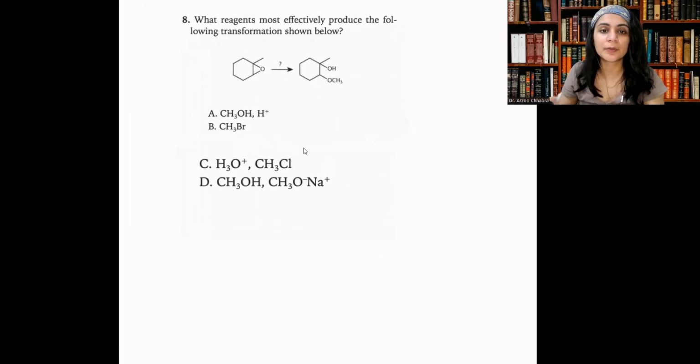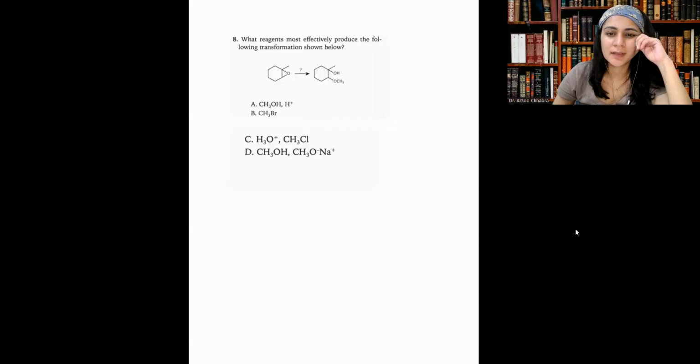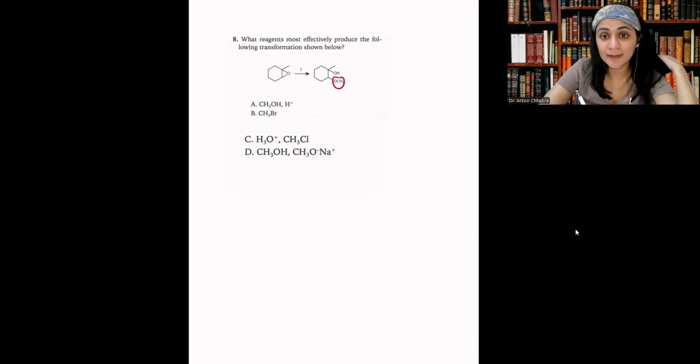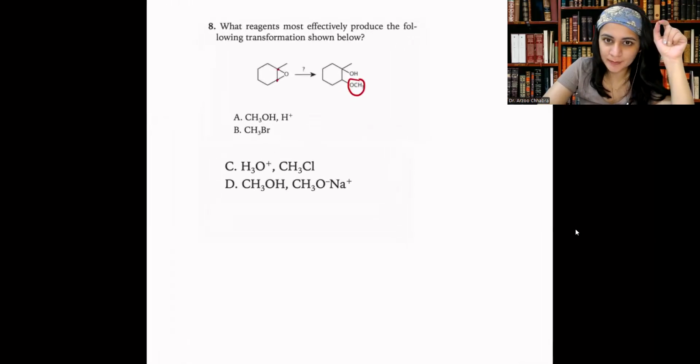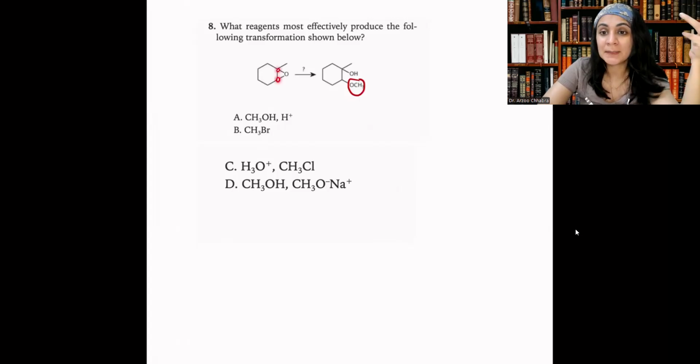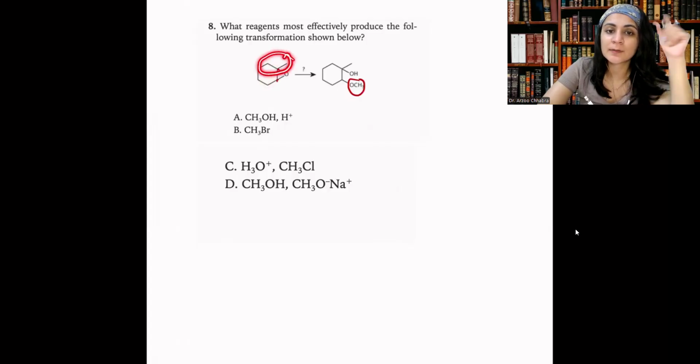Okay, what reagent most effectively produces the following transformation shown below? So for this problem, we do see that the OCH3 is actually the nucleophile, and that nucleophile ends up at a carbon center amongst these two carbon centers, at a carbon center which is actually less substituted, right? Or the less hindered carbon amongst these two carbons of the epoxide. So we do see this side of the carbon chain and this side of the carbon chain. This side of the carbon chain is more hindered. However, this side of the carbon chain is actually less hindered.